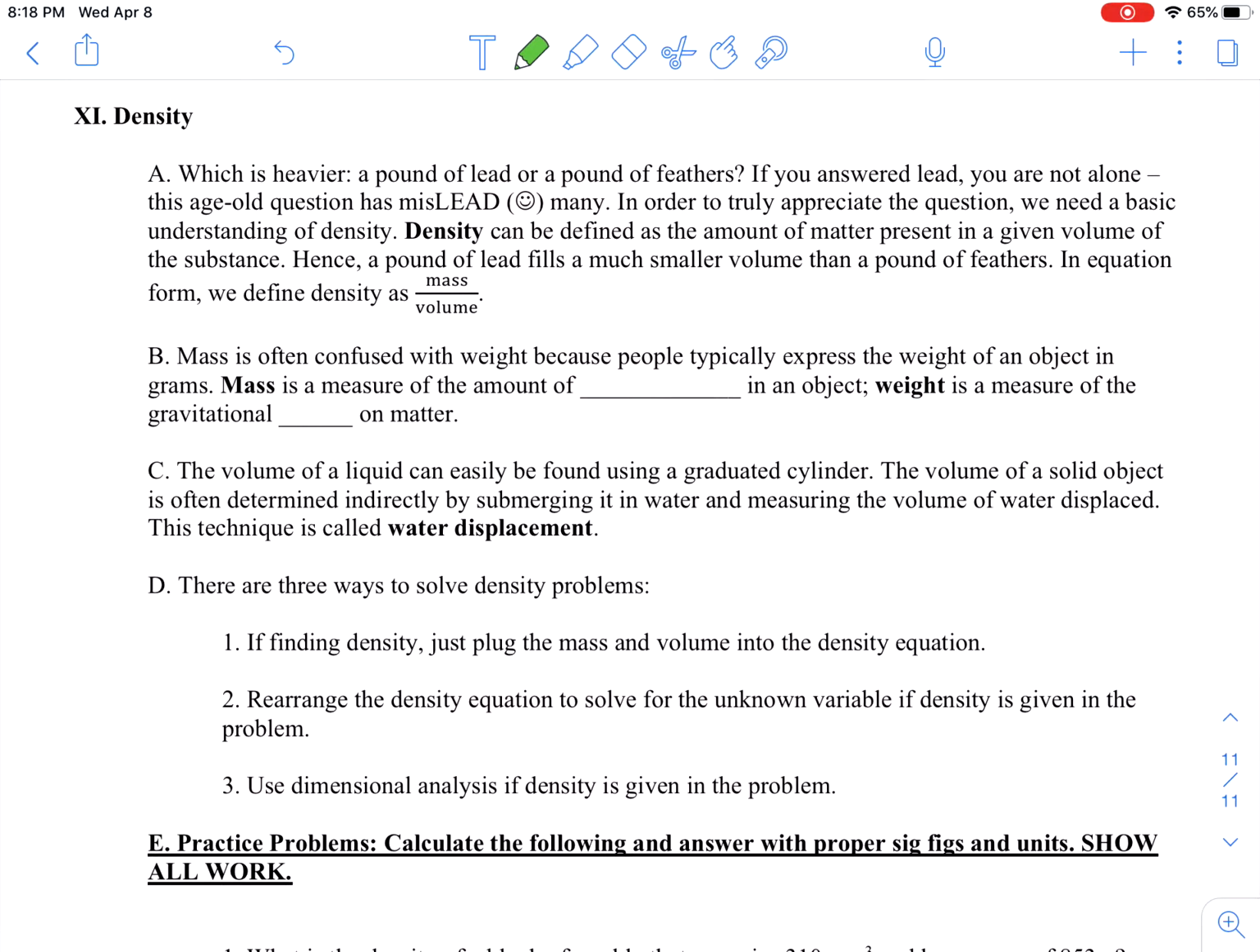Everybody, hopefully you're ready for our last topic of discussion in the measurement unit. We are going to talk about density. And you see the cool little question at the top of your note guide there, so you can think about that. Which one's heavier, a pound of lead or a pound of feathers?